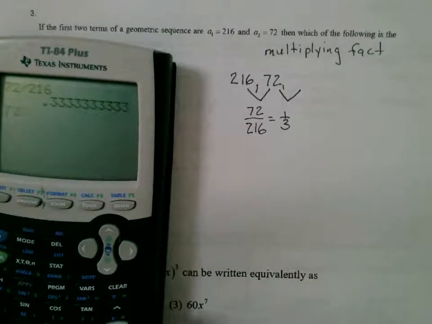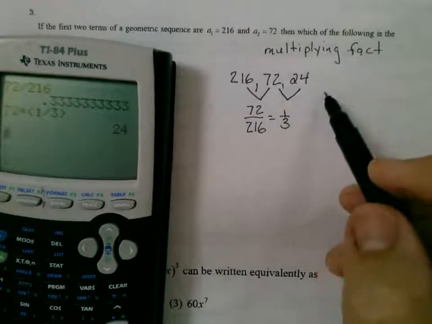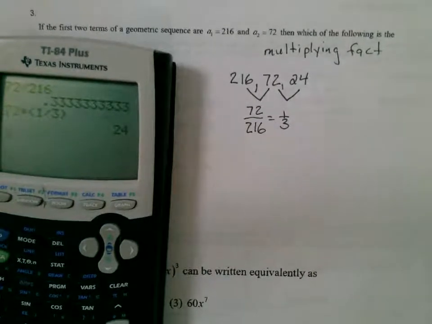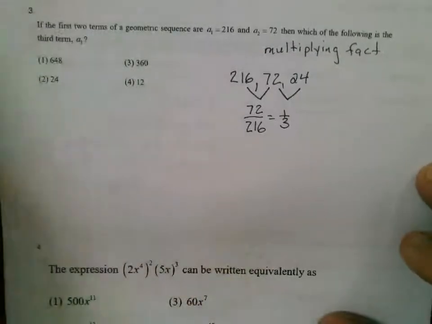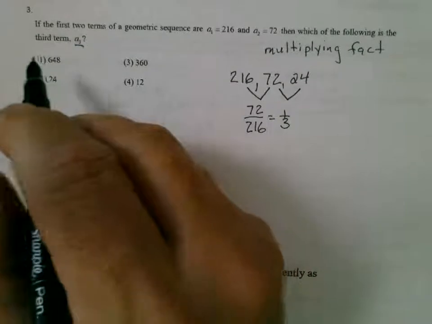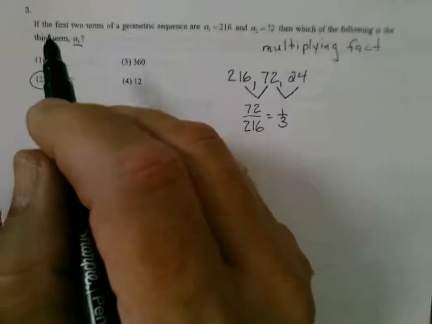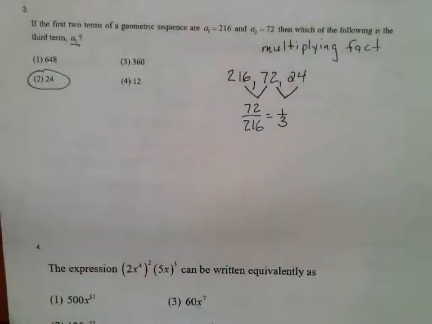So I'm going to multiply 72 now times 1 divided by 3, and I get 24. If you needed the next one, you would take 24 and multiply it by 1/3, or divide by 3, which is the same thing. But they want the third term, so it's going to be the 24. Okay, so that takes care of that.